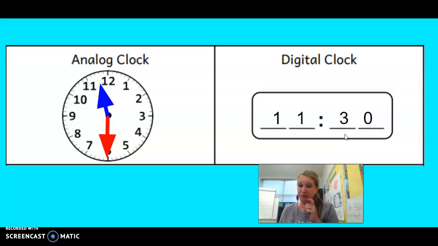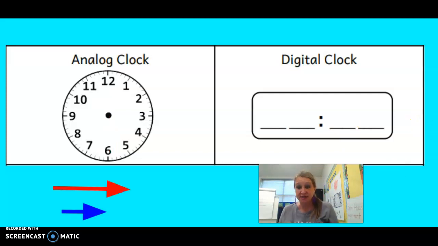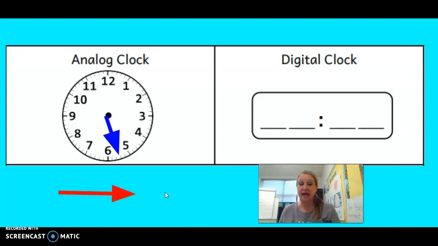But I have another problem that I need your help fixing because I have to get up at 5:30 every morning. Now I'm afraid I'll be late to school. Can you help me set this clock to 5:30 so I know what time to get up? If it's 5:30, what number should my hour hand be pointing to? 5, but since it's 5:30, it's going to be halfway between the 5 and the 6. It's not going to be on the 6 yet.